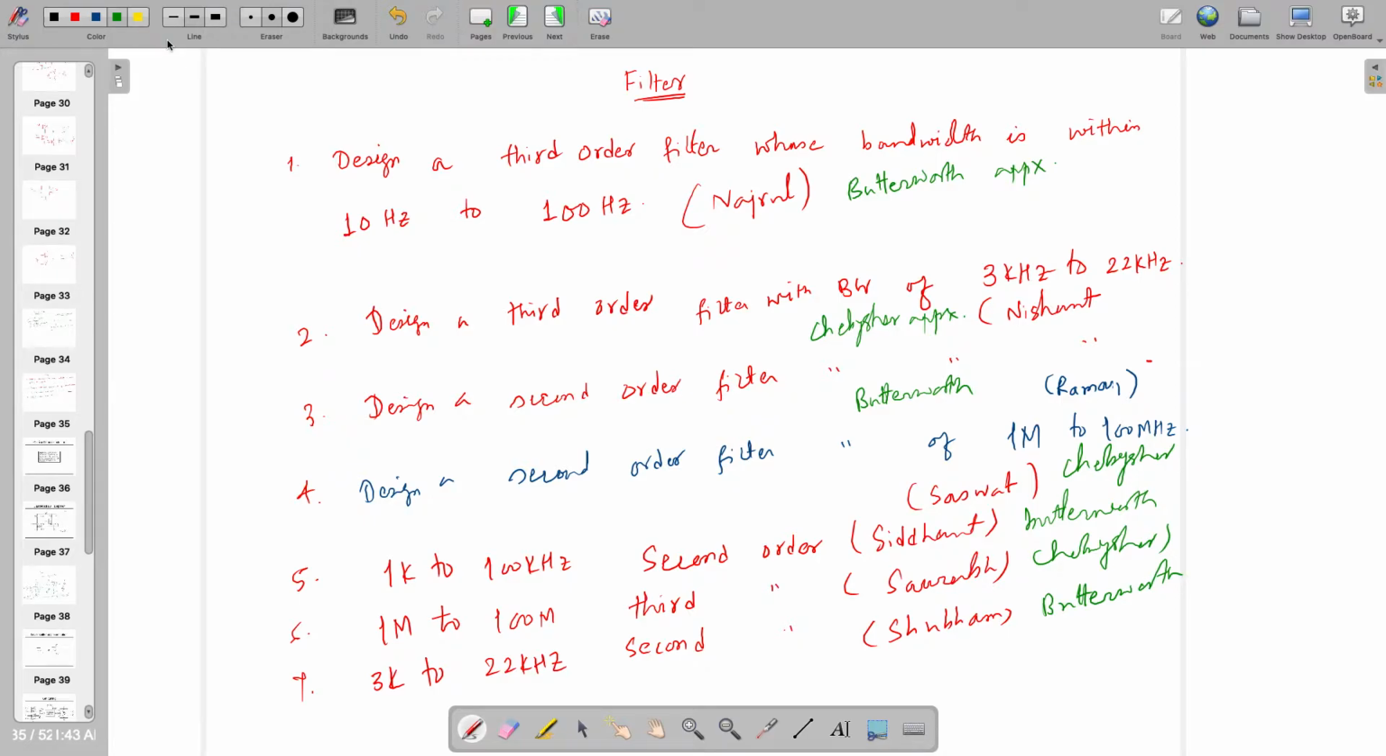You left. Okay, sorry, I forgot. So, do you want seventh order, eighth order? Which order? Okay. Sandeep, I already gave Saurabh third. So, you will be third order. Okay. 1 kilo to 100 kilo. Butterworth. Right?